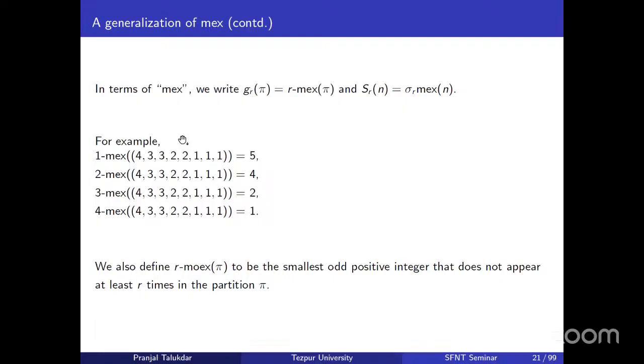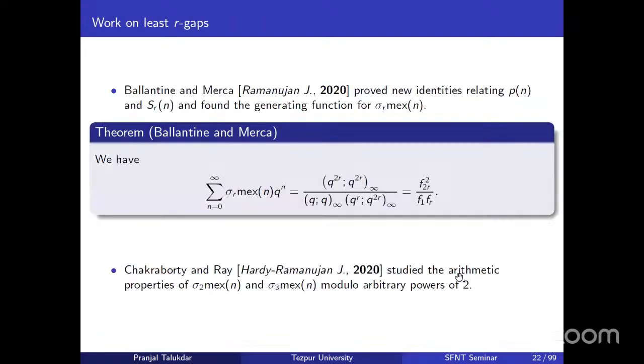For example, 1-max of this partition is 5, because 5 is the least positive integer which does not appear at least one time in this partition. But 2-max is 4, because all the other parts which are less than 4 appear at least 2 times, and 4 is the smallest part which does not appear at least 2 times. Similarly, 3-max is 2 and 4-max is 1. We also define the r-minimal odd excludent of pi to be the smallest odd positive integer which does not appear at least r times.